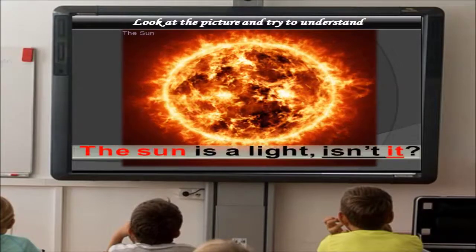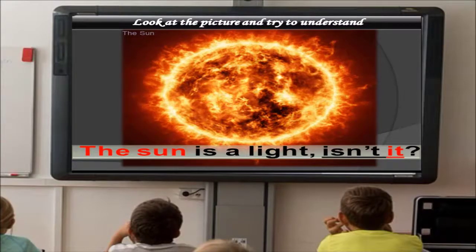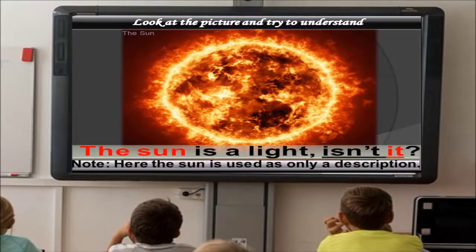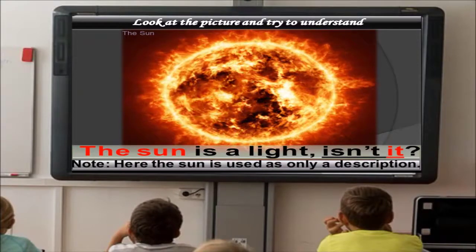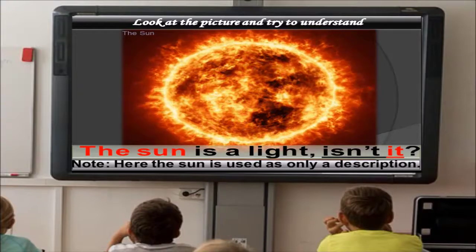Look at the picture and try to understand. The sun is a light, isn't it? No. Here the sun is used as only a description. Okay.